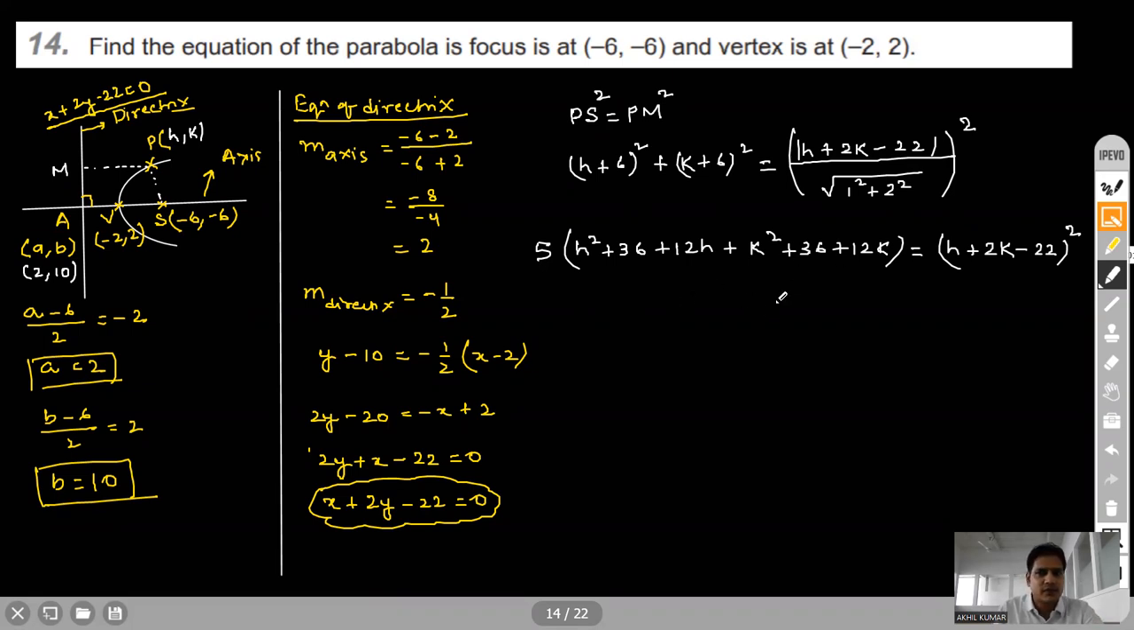So this was the concept in this question. I am leaving the further expansion of this equation up to you. Please expand it and finally write the equation of the parabola. So I think this is clear. The concept is clear. What we have done, we had the coordinates of the vertex and focus. So we got the equation of the directrix by finding the coordinates of A and the slope of this directrix. After that, we just equated PS equal to PM, which is the basic condition for a parabola. And after that, we got this equation. Okay.